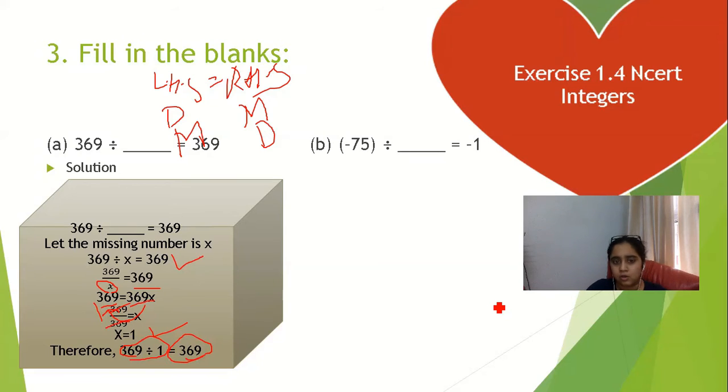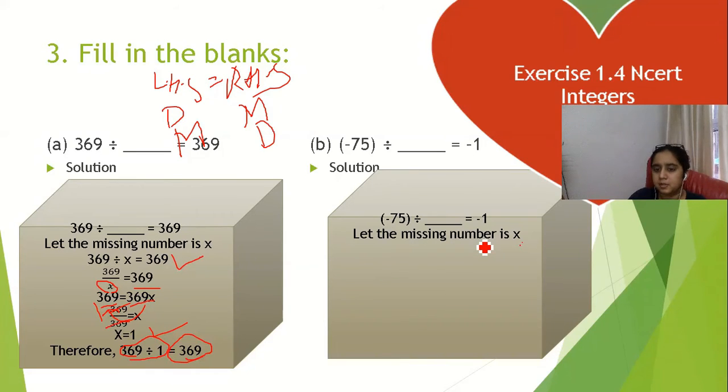Now the third question, B part: we have to fill this blank, and we will assume that this number is x. Let the missing number be x, and in my next step I will put the value of x in this fill in the blanks, that is minus 75 divided by x equals minus 1. This x will go to the right hand side and it will multiply with this minus 1. So my equation will become minus 75 as it is equals minus 1 multiplied by x, and if you multiply any number with 1, you will get the same number.